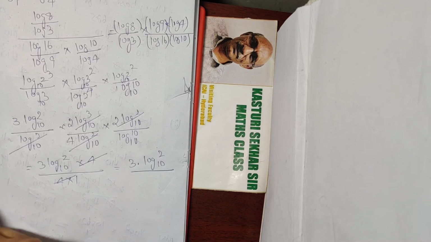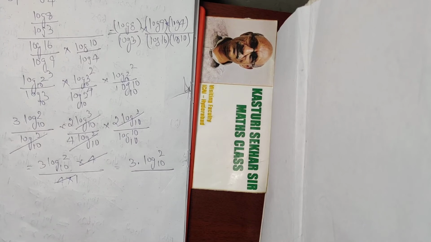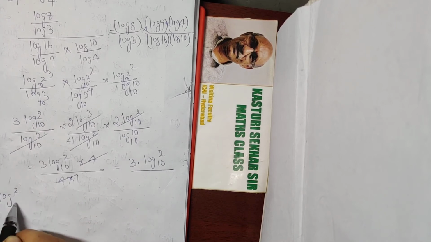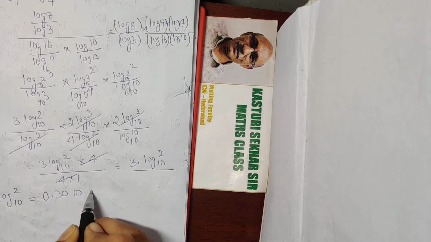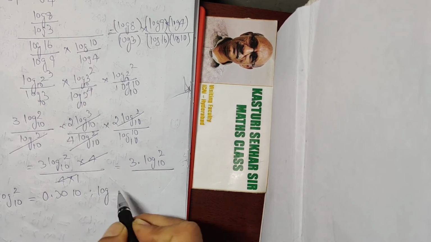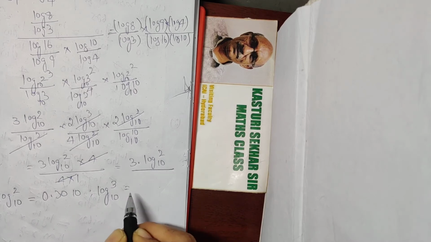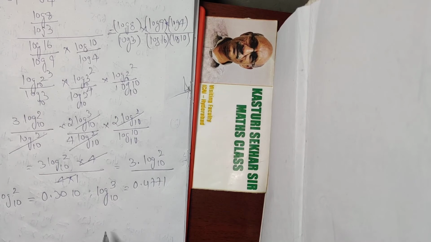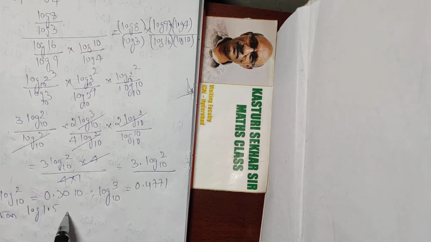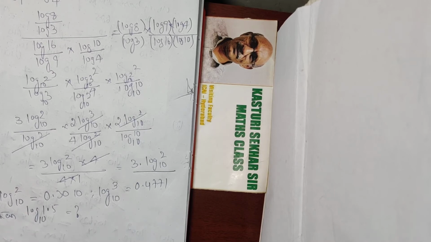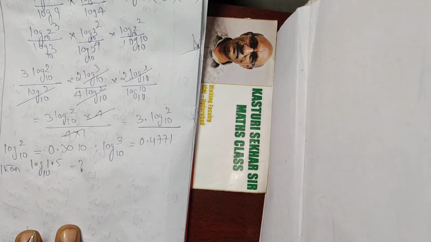Okay, let's see the next question. Log 2 to the base 10 is equal to 0.3010. Log 3 to the base 10 is equal to 0.4771. Then log 1.5 to the base 10 is equal to question mark.